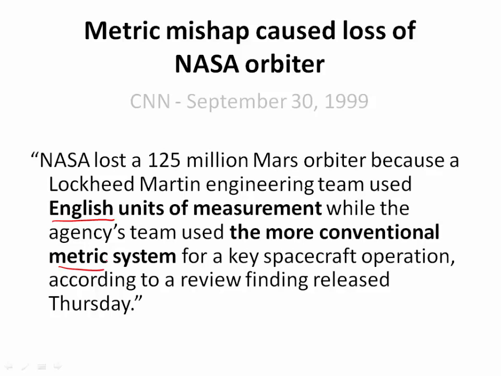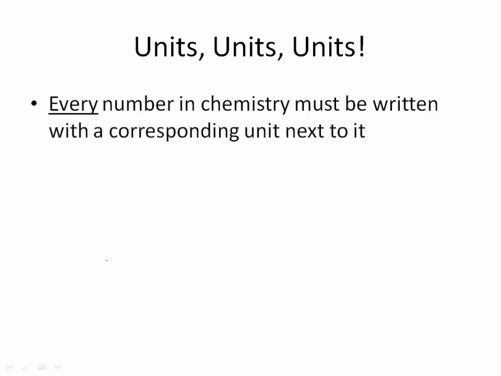And since they didn't write their units down next to their numbers, the computer system got it all mixed up, and this is why it actually crashed, and we lost the $125 million orbiter, not to mention all of the money spent to send it up there. So what is the moral of this story? Units, units, units. Every number in chemistry must have a unit written next to it. Never, ever, ever write a number without a unit next to it. Believe it or not, this will help you, I promise.